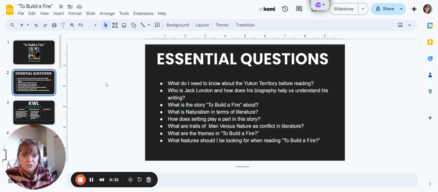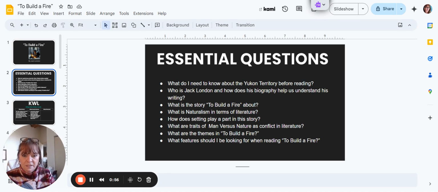So, essential questions are going to be: what do I need to know about the Yukon Territory before reading? That's the setting of the story. Who is Jack London, the author? How does his biography help us understand his writing? We've always known that finding out the biography of an author matters, right? Because they tend to write about things that matter to them.